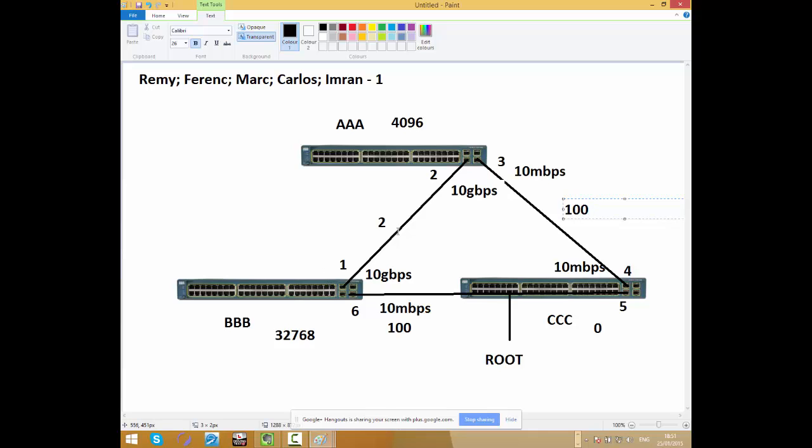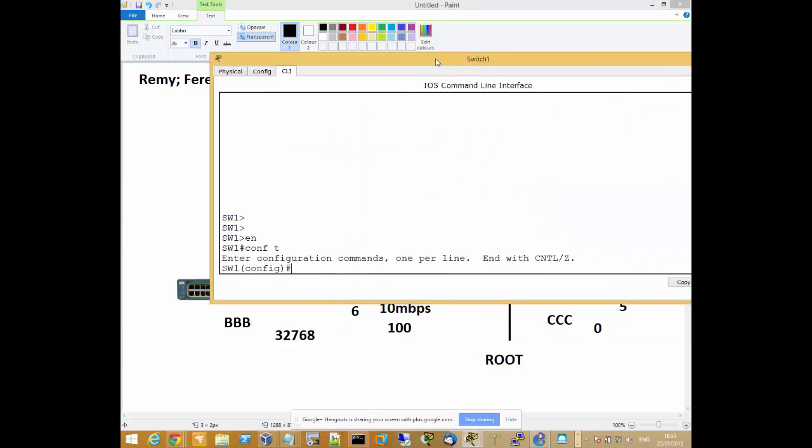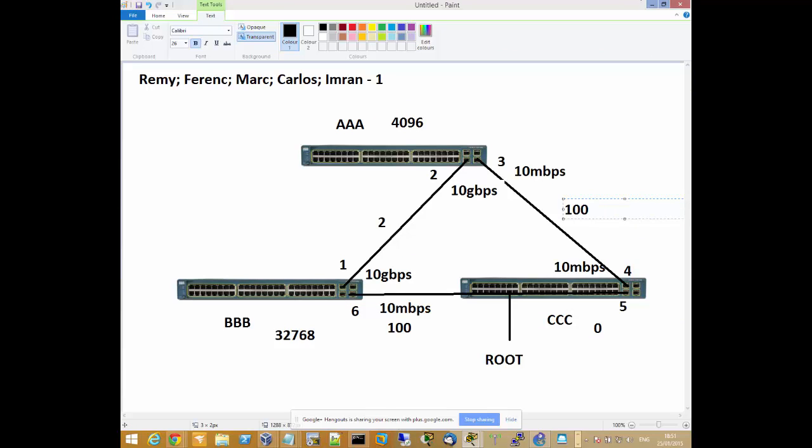Then these two have to decide which one will be blocking. In that case, this one has the lowest priority, so this one wins and will be forwarding, and this one will be blocking. So you're right, one is the answer. Nice one. So we understand spanning trees some more, right? We understand what is actually going on with spanning trees. That's a nice idea, Power, by the way.